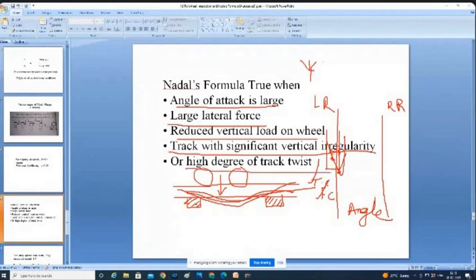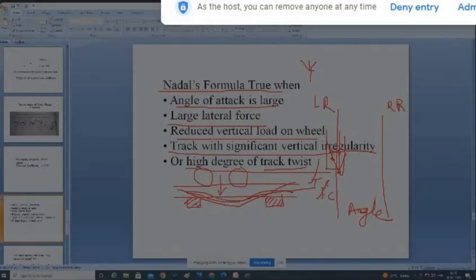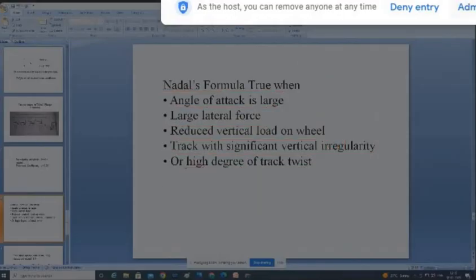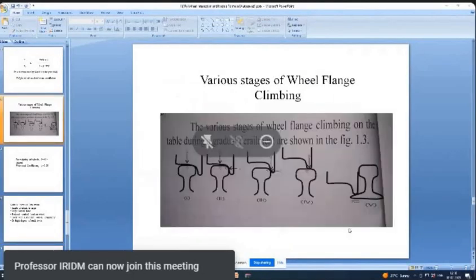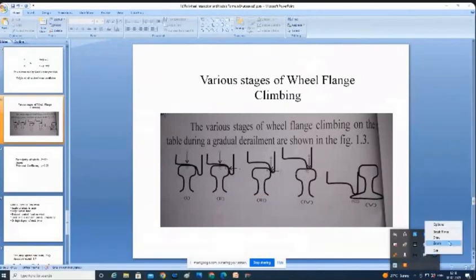Then a high degree of track twist. What is track twist and all? In this one I will explain what track twist is. So these are the important reasons where Nadal's formula is applicable. Other than this, in other cases you will not normally apply Nadal's formula. So this is about what Nadal's formula is, why it is important, and what its role is. In this picture also you can understand it better.